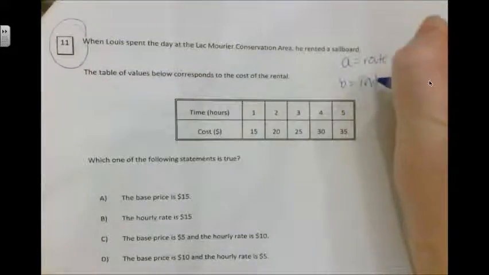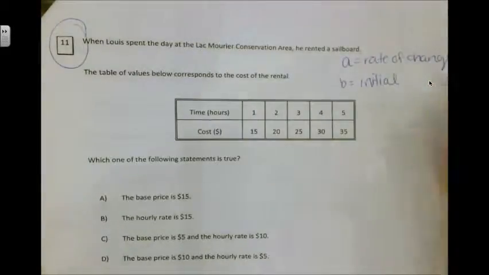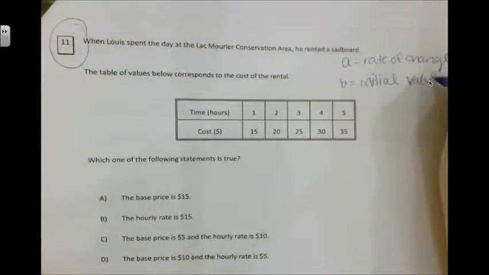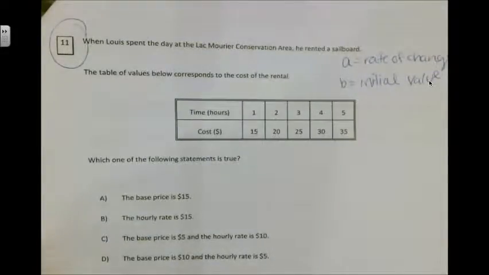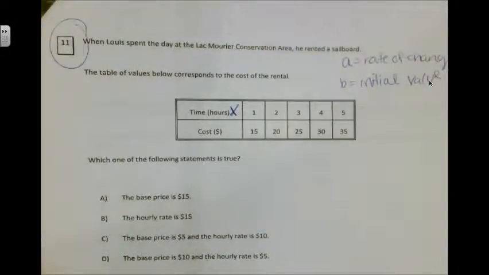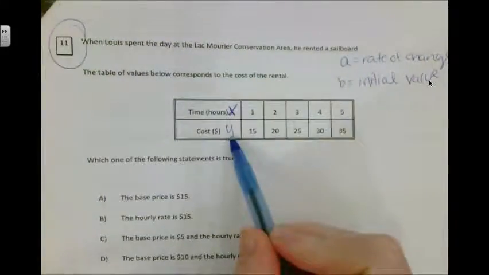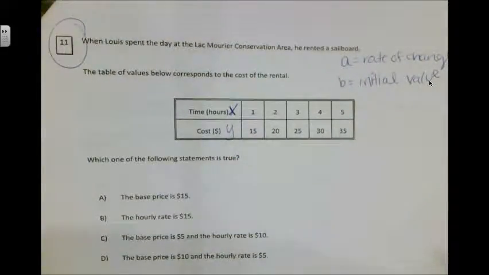In this case, they're talking about it as a base price. So it's something that you start out with from the beginning. Okay, so it says when Louis spends the day at the Lac Maury conservation area, he rented a sailboard. The table of values below corresponds to the cost of the rental. So time, we know, is in hours, is our X, and cost in dollars is our Y. So the cost depends on the time.